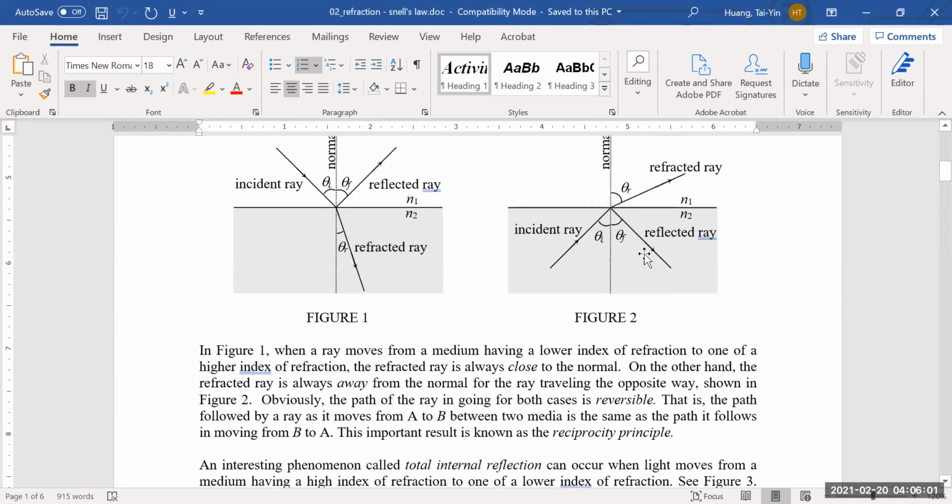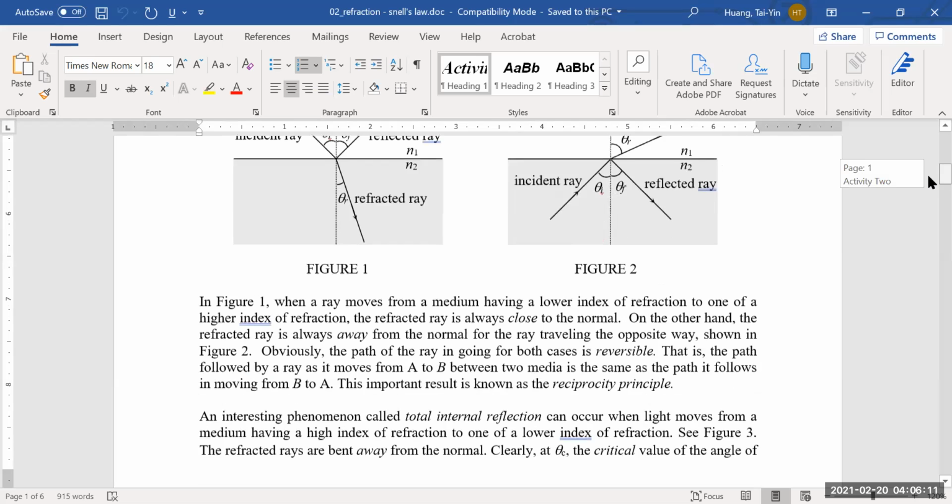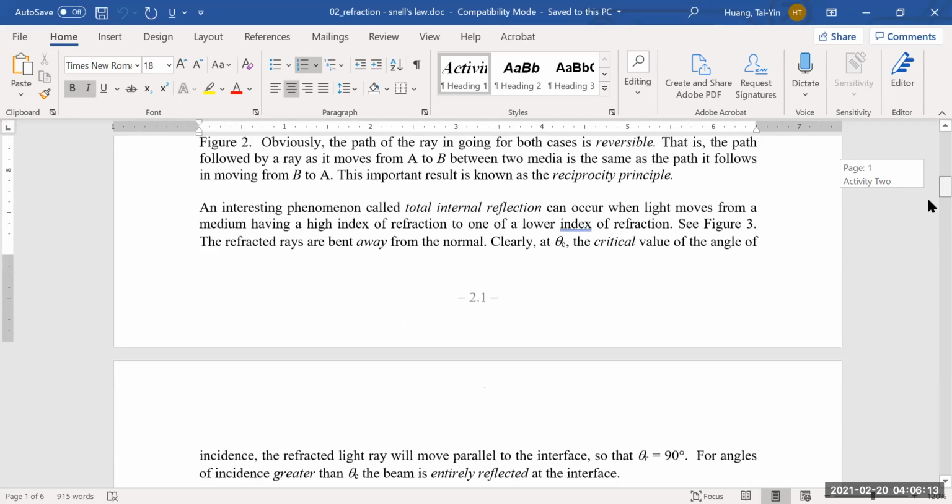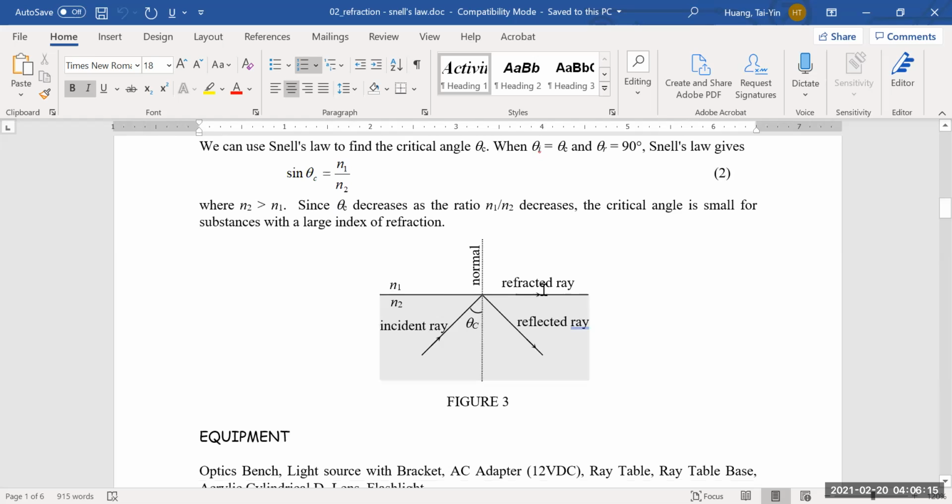When the incident angle is greater than the critical angle, we find that only the reflected ray will remain. There's no refracted ray. So this is a diagram that shows that.